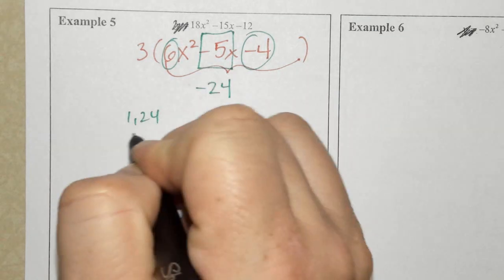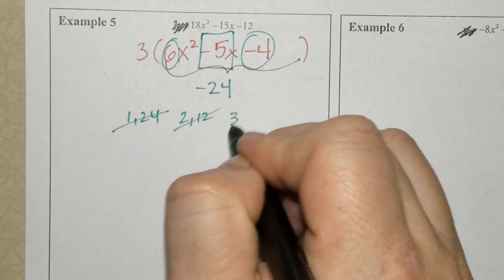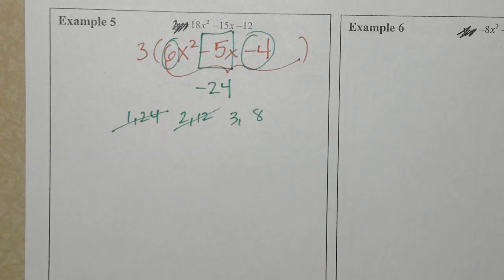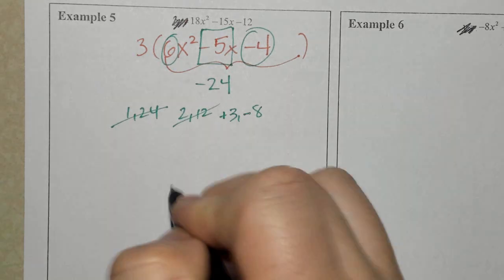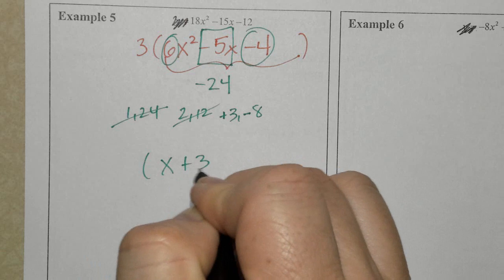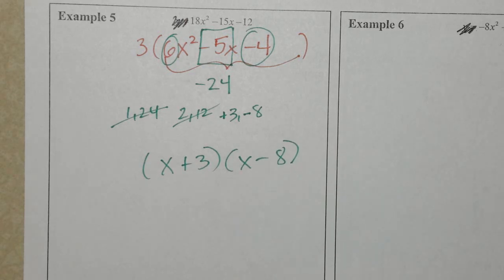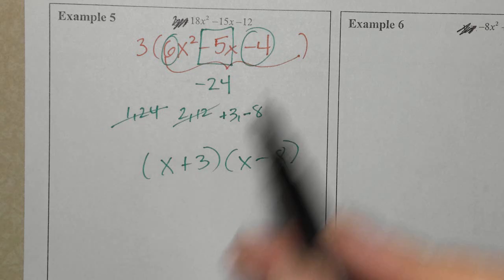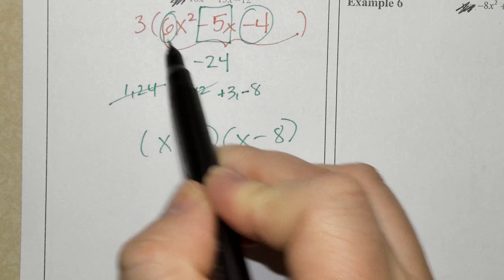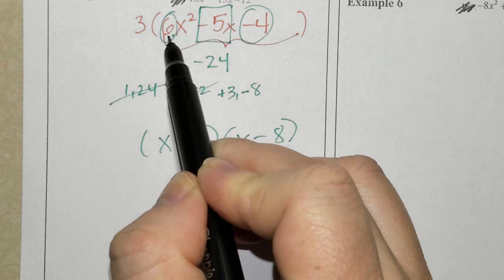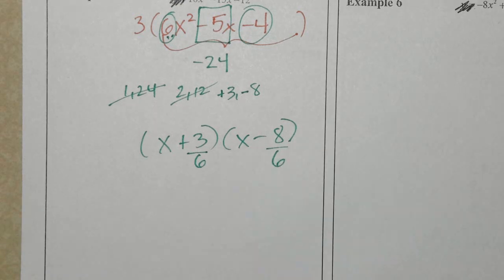1 and 24 does not combine to give you negative 5. 2 and 12, no. 3 and 8 does work. If it was going to work, the 3 must be positive and the 8 would be negative. So this would be x plus 3 and x minus 8. When we think about bottoms up, we always go back to this smaller trinomial that I'm directly working with. So 6 is different than 1, and now goes underneath the 3 and the 8.